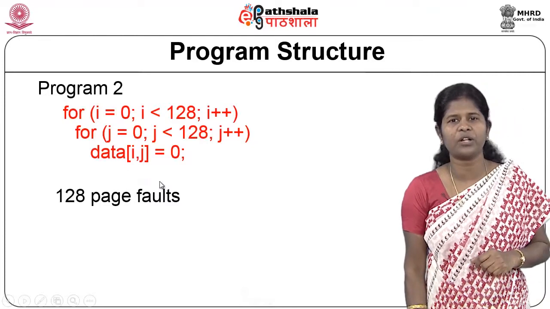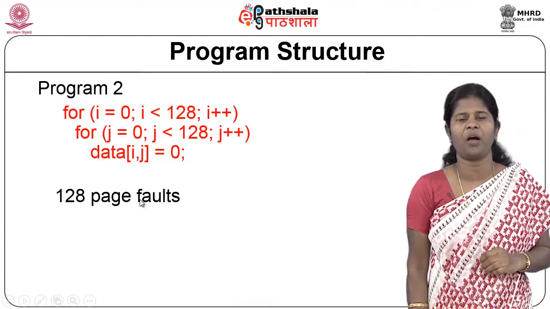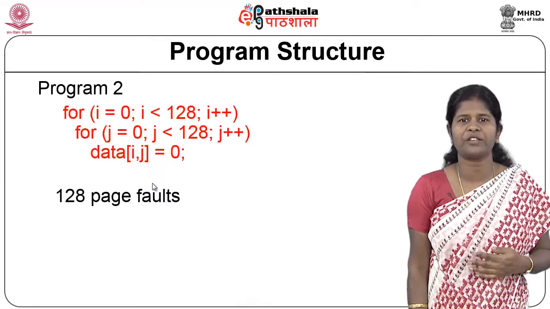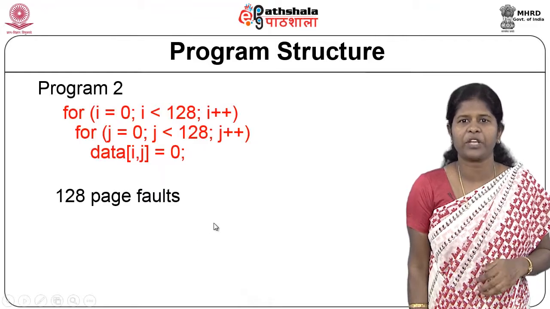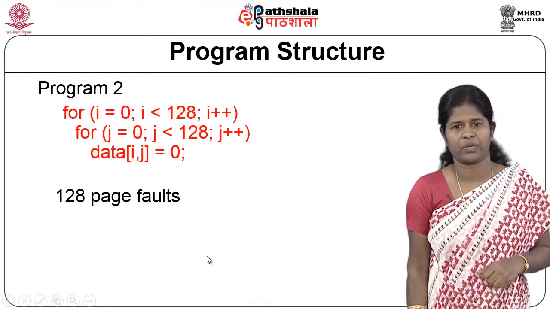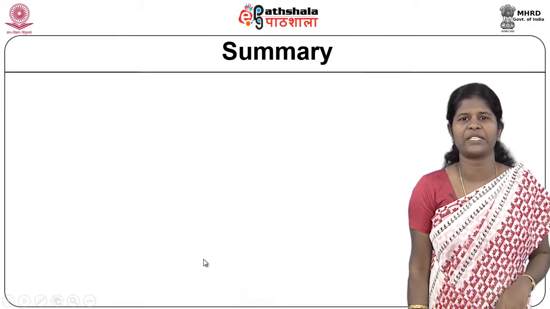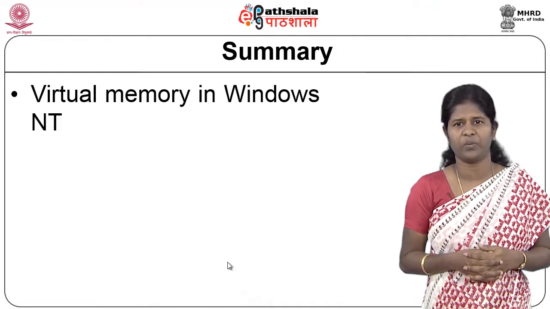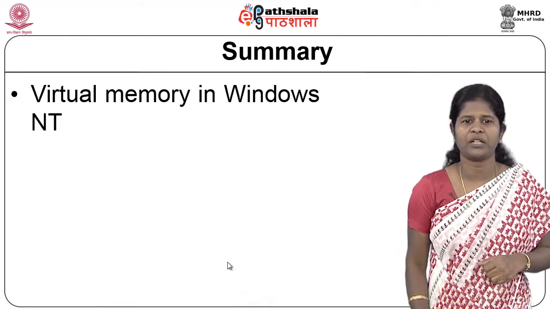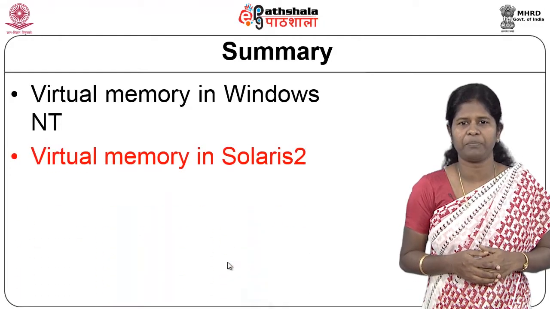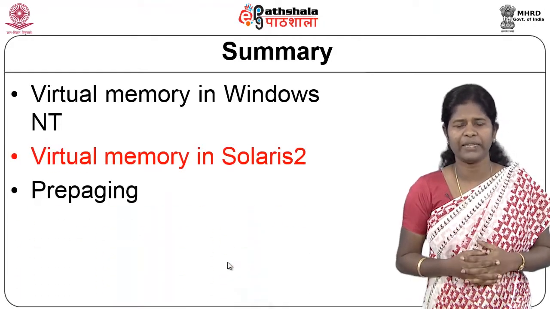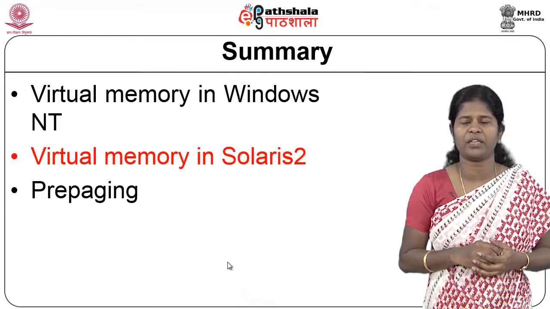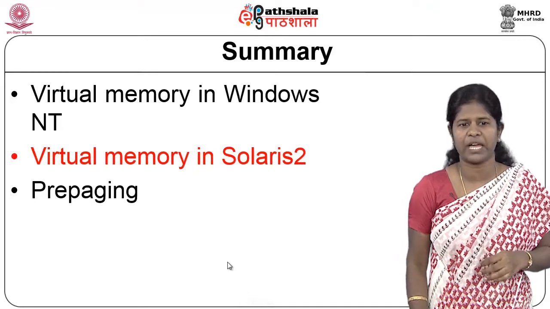So if the user has some idea about how demand paging works, then he can write a better program, and because of this he can reduce the page faults and the performance can be improved. So, summarizing what we have seen in this module, we first understood how virtual memory is implemented in Windows NT, and then we learned how virtual memory is implemented in Solaris 2. Then we learnt about pre-paging, where you try to bring in a set of pages into the main memory rather than bringing only the page that is required.